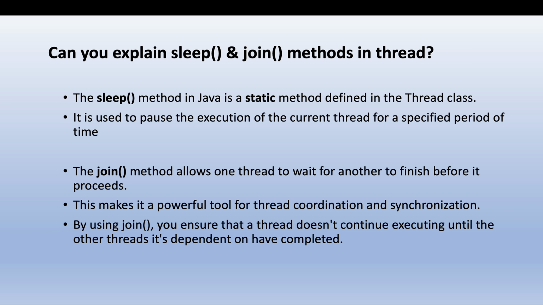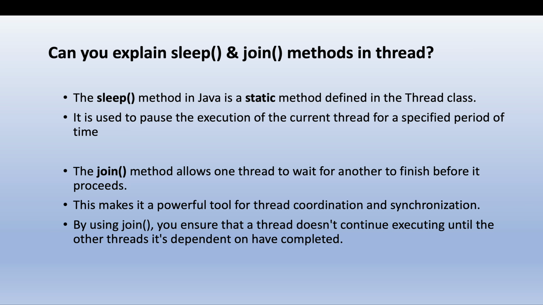Can you explain sleep and join methods in thread? The sleep method in Java is a static method which is defined in the Thread class. This is used to pause the execution of the current thread for a specific period of time. The sleep method accepts an argument which is a time in milliseconds, which is a long parameter.